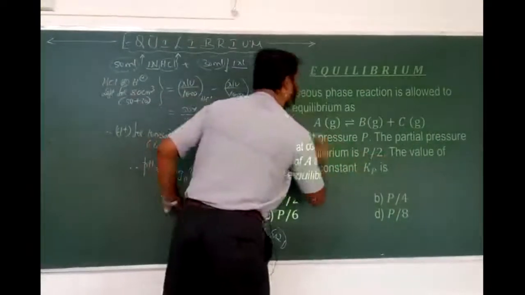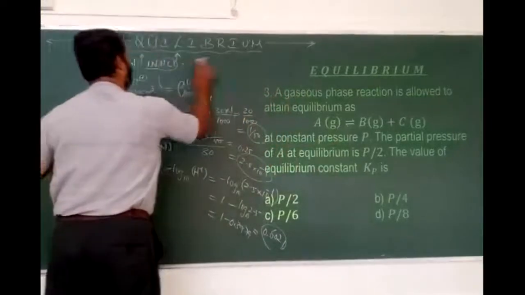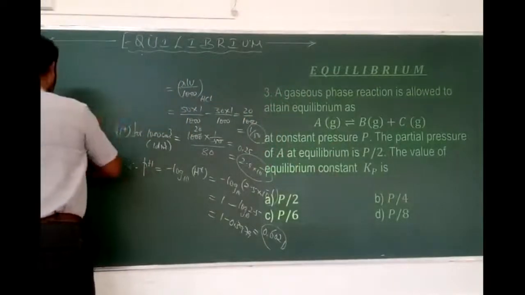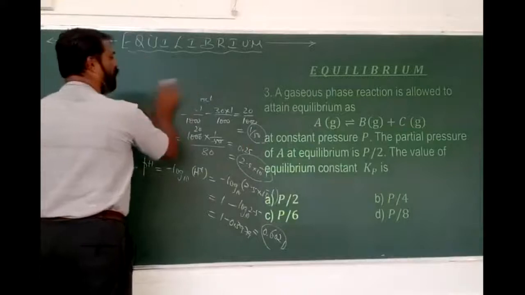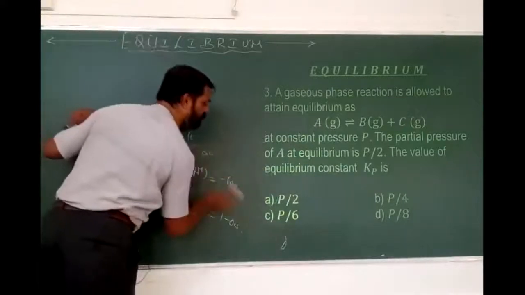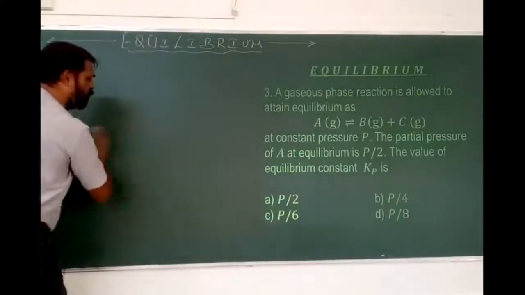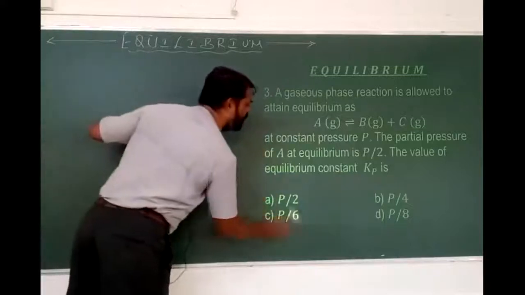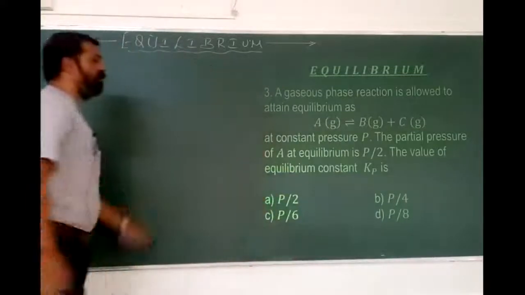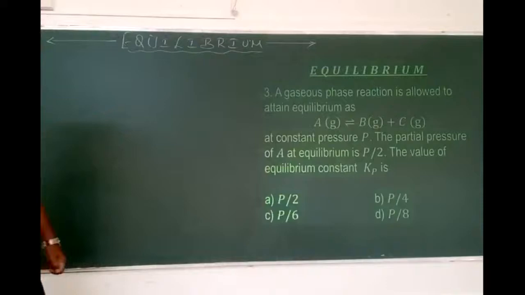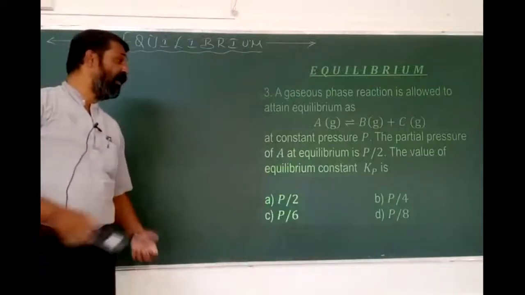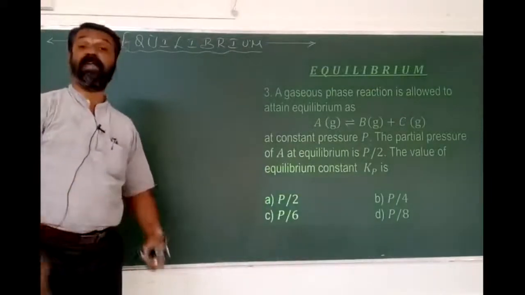Okay. Let's have the third one. A gaseous phase reaction is allowed to attain an equilibrium as A gives rise to B plus C at a constant pressure of P. The partial pressure of A at equilibrium is found to be P by 2. Then the value of equilibrium constant Kp is what?